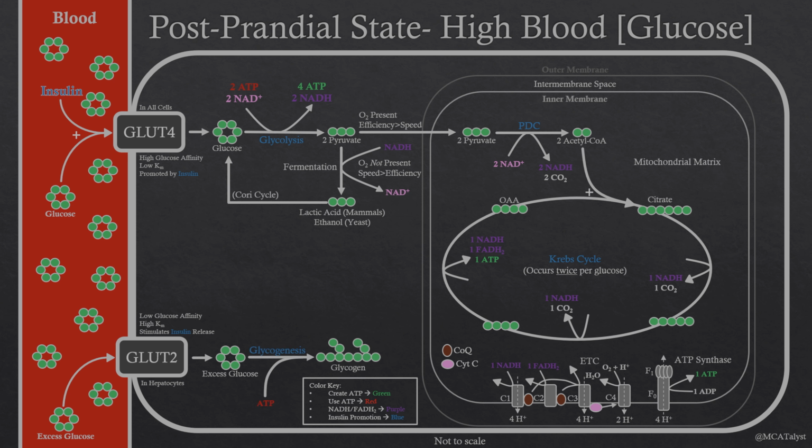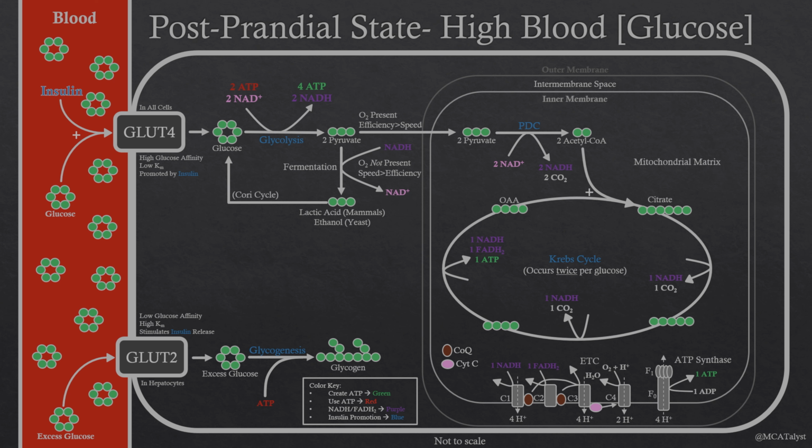GLUT2 is only going to be active when we have excess glucose, and it's going to help the body stimulate insulin to help keep removing glucose from the blood. So GLUT2 of the liver is going to help us really start kicking in glycogenesis. Glycogenesis requires the input of ATP to store glucose as glycogen, but that's perfectly okay because now we're at a point where we have plenty of ATP in the cell.